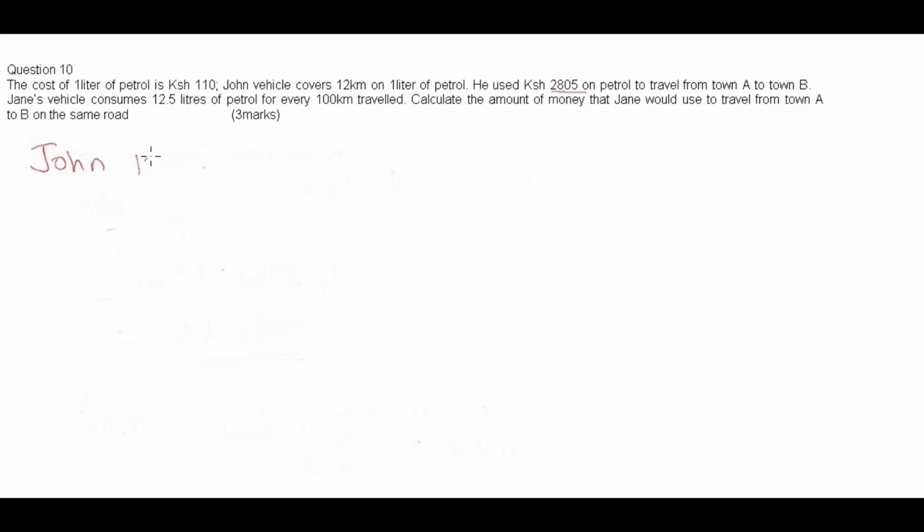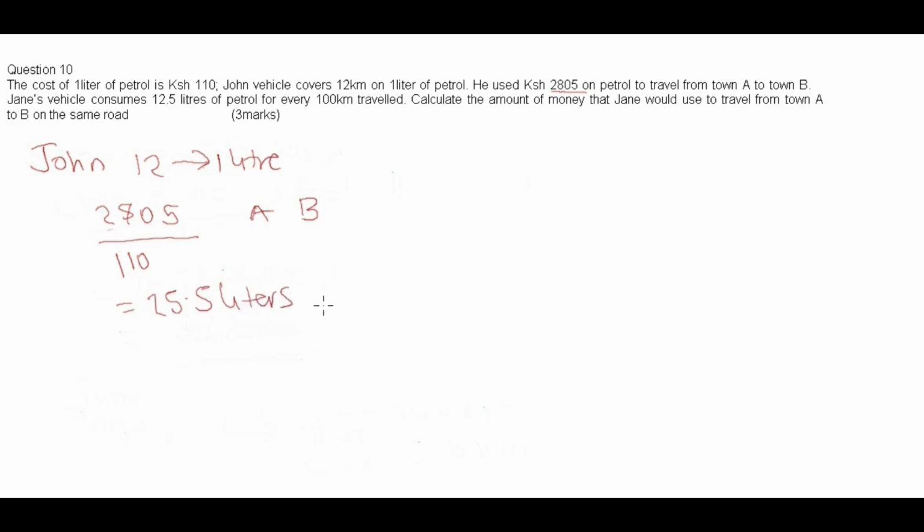John's vehicle covers 12 kilometers per 1 liter, and he used 2,805 shillings from town A to town B. That information can help us to know the distance from town A to town B. First, we know the number of liters that he used. We take the amount of money that John used and divide by 110, because 1 liter of petrol is 110. When you divide, you get 25.5 liters.